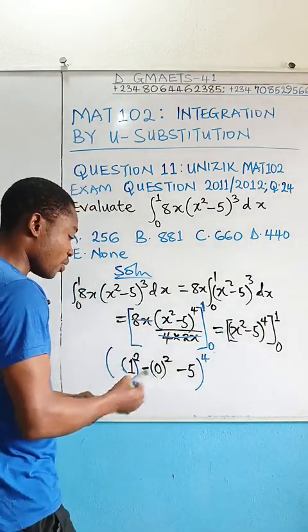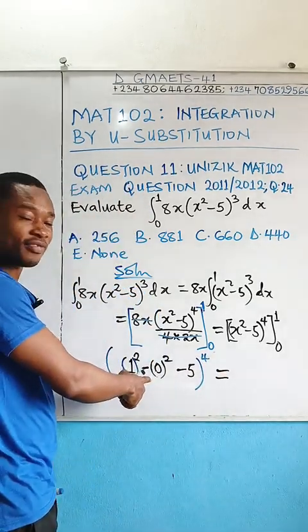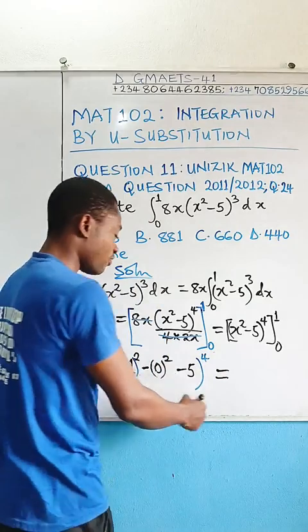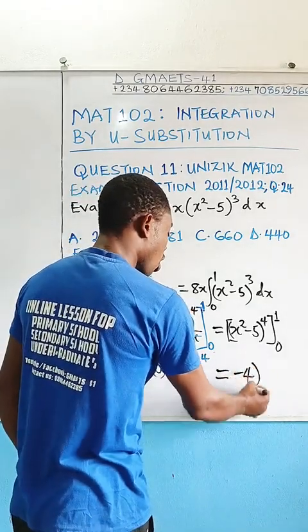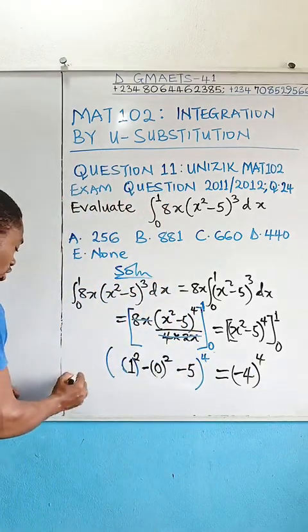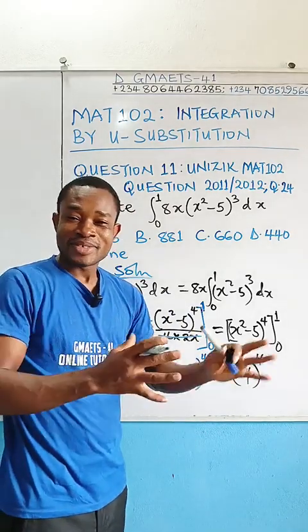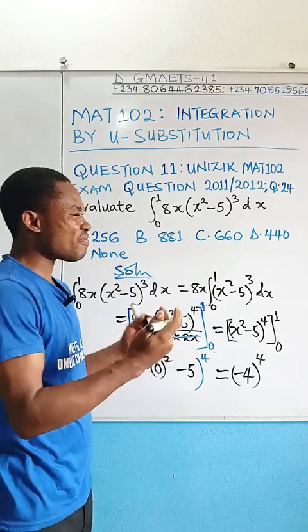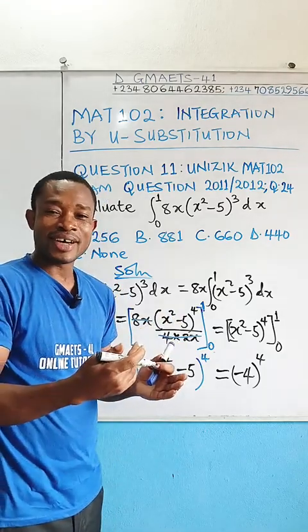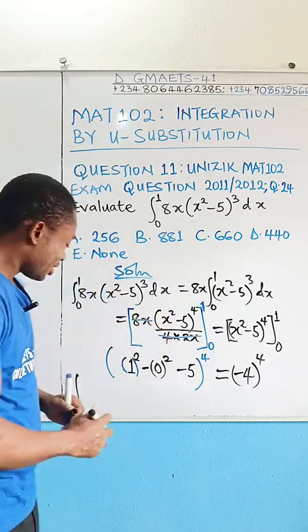So you write that power 4. Let's simplify this and see. This is 1 minus 0. You have 1 minus 5. You have minus 4. So this is minus 4 all raised to power what? 4. I have to take my time to show you all the workings here because in our super shortcut approach, this is our first finite integral problem.